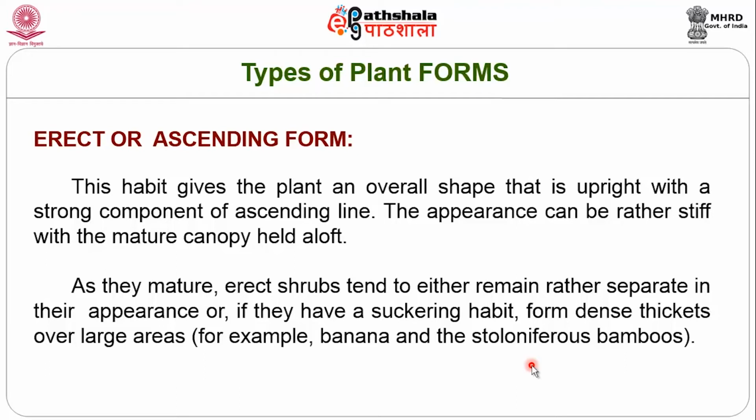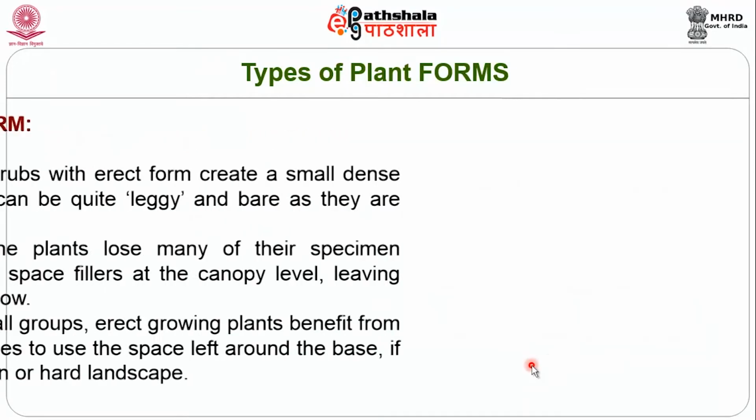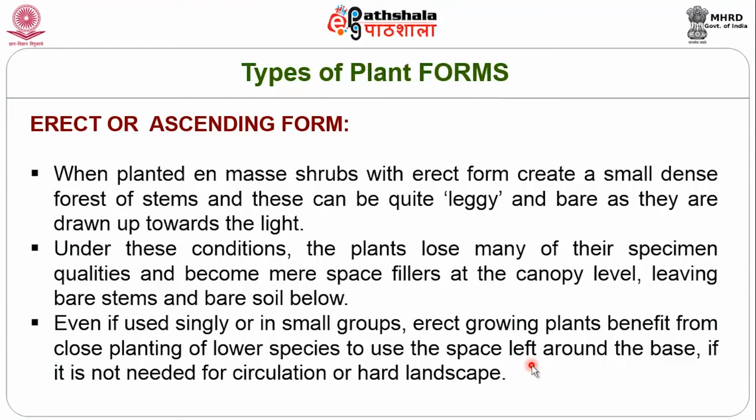The appearance can rather be stiff with a mature canopy head aloft. As they mature, erect shrubs tend to either remain rather separate in their appearance, or if they have a suckering habit, form dense thickets over large areas. For example, banana and the stoloniferous bamboos. So, we can see they have a very unique character, and they can be quite leggy in their expression.